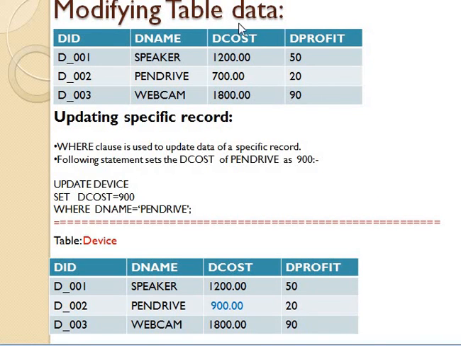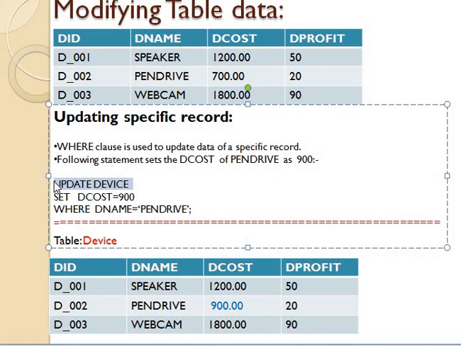Now let me show you how to modify the table data. If you wish to update a specific record in a table, use the where clause. The where clause is used to update the data of a specific record in a table. The following statement sets the dcost of pen drive as 900. That means if you wish to set the dcost as 900 for the device pen drive, use this statement. At first update your table device, then set the value of dcost as 900, then use the where clause and set the name of the device as pen drive.